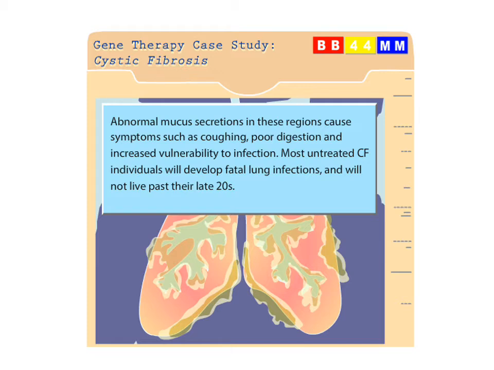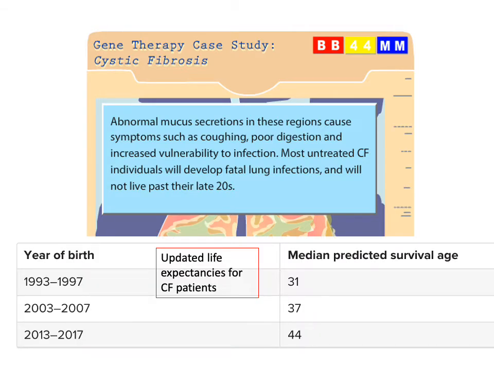And the key term there is untreated cystic fibrosis individuals. I've added the updated life expectancies for CF patients who do get treatment, and you can see that the median predicted survival age, depending on the year of birth, has increased quite a lot. So that is good news for CF patients, although obviously it's still not a full life expectancy.